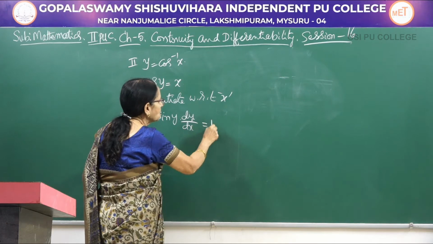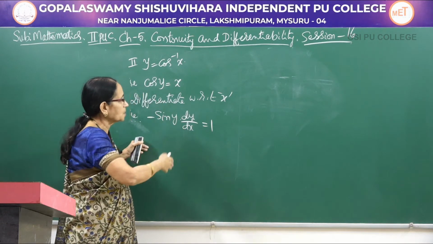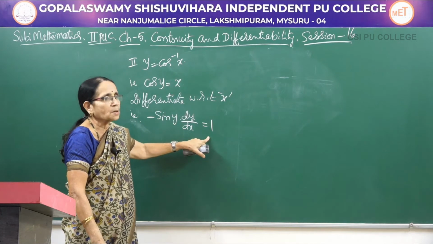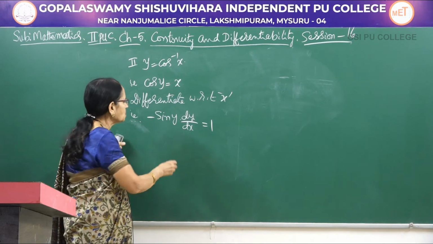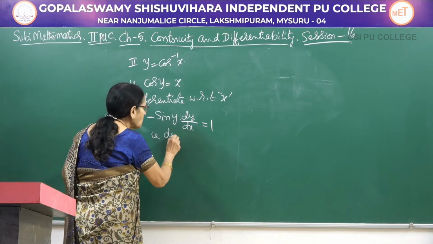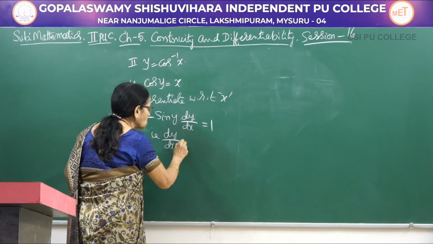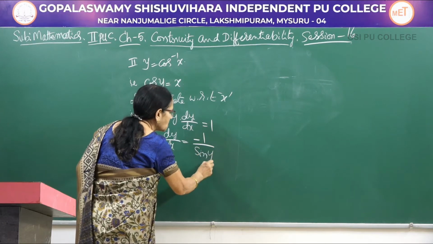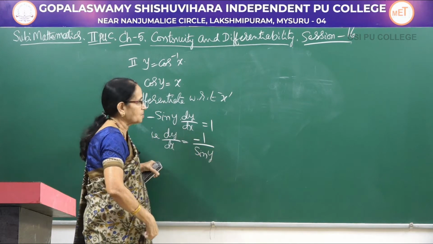And the right hand side is 1, because in all these functions the right hand side would be x. So when you differentiate with respect to x, it would automatically be equal to 1. That is, dy by dx would be equal to minus 1 divided by sin y. I have taken minus to the right hand side.